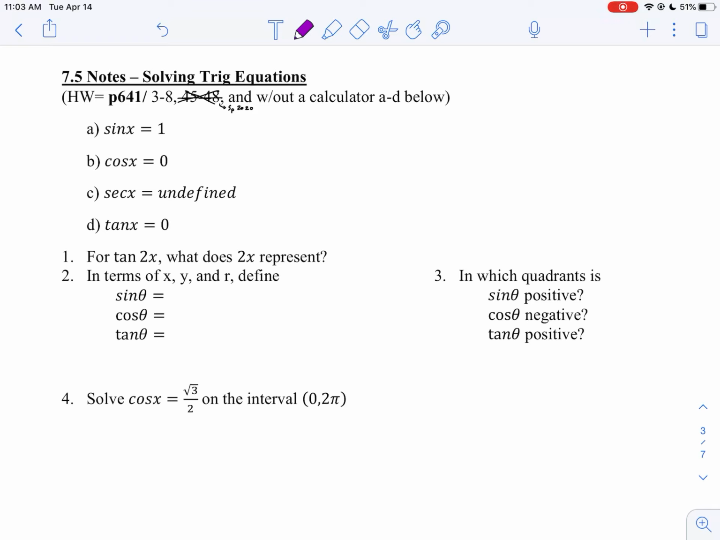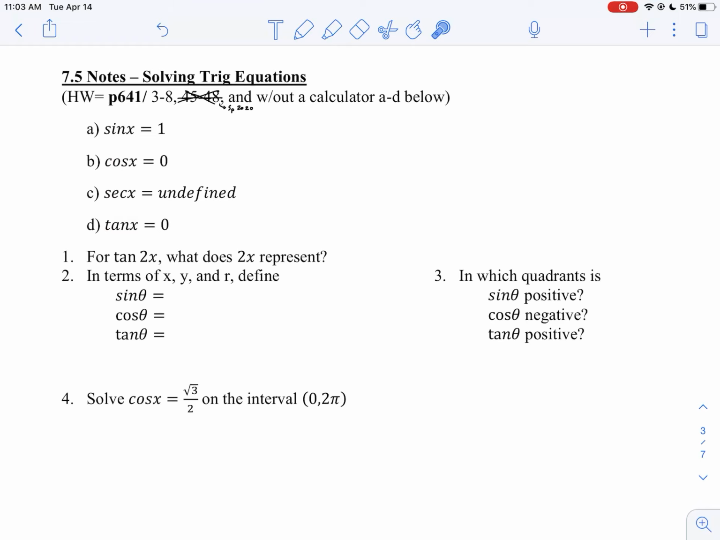Hi guys, in this video we're going to take a look at solving trig equations. Now, the good news is you've actually already done this, you just didn't realize it. So in this first section we're going to work with fairly straightforward trig equations or trig functions to solve.